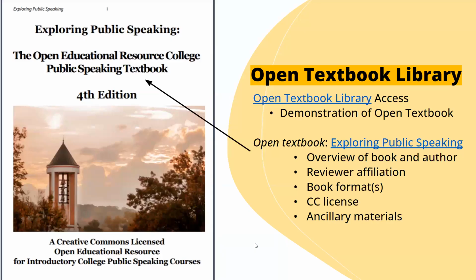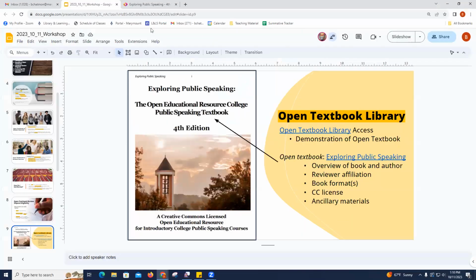So moving on to an example, and I'm actually going to click out of my screen so I can show you and demo this in real time for you. But I'm going to look at this book right here, the Open Educational Resource College Public Speaking Textbook. This is a real textbook. And what I'm going to do is I'm going to go to that textbook and I'm going to click out of here.